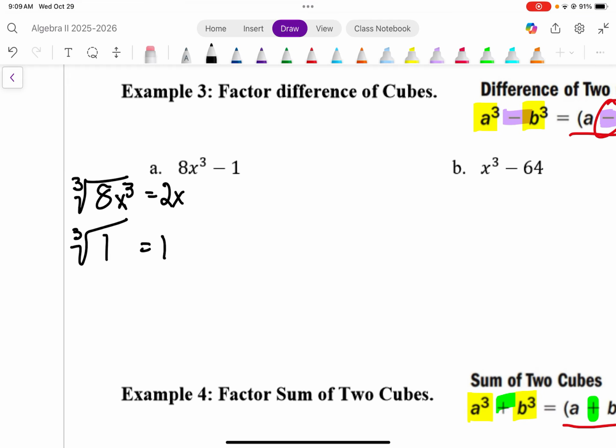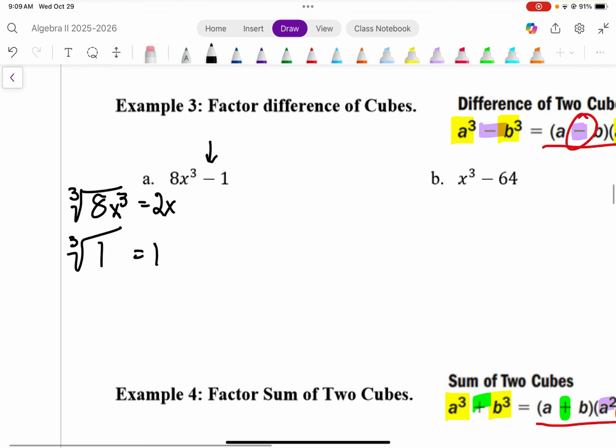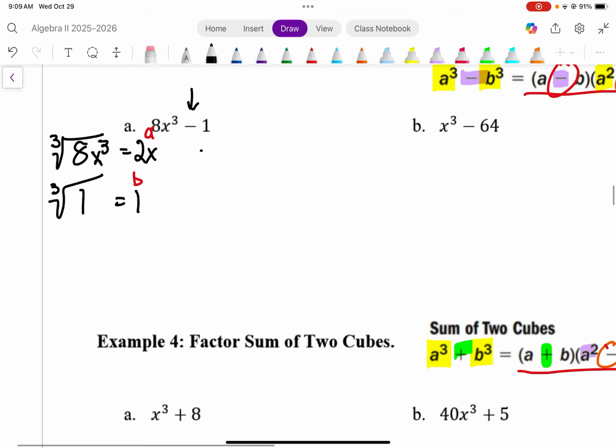Now, because we know we have two cubes and we are subtracting, we're going to factor using our difference of cubes. The first set of parentheses is A minus B. So our A value here is 2x and B is 1. So we're going to factor that into 2x minus 1. So difference starts with a difference or subtracting.